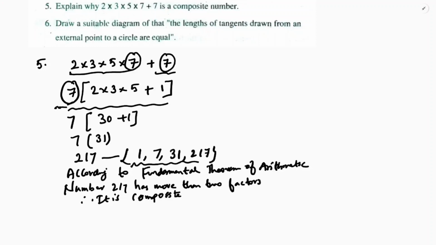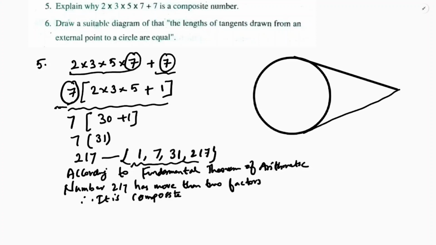Next one, draw a suitable diagram to show that the lengths of the tangents drawn from an external point to a circle are equal. It's just 2 marks, no need to construct, you can just draw the diagram. So take a circle, draw 2 tangents from an external point. Here you can name them PA and PB. So the 2 tangents to a circle are equal.